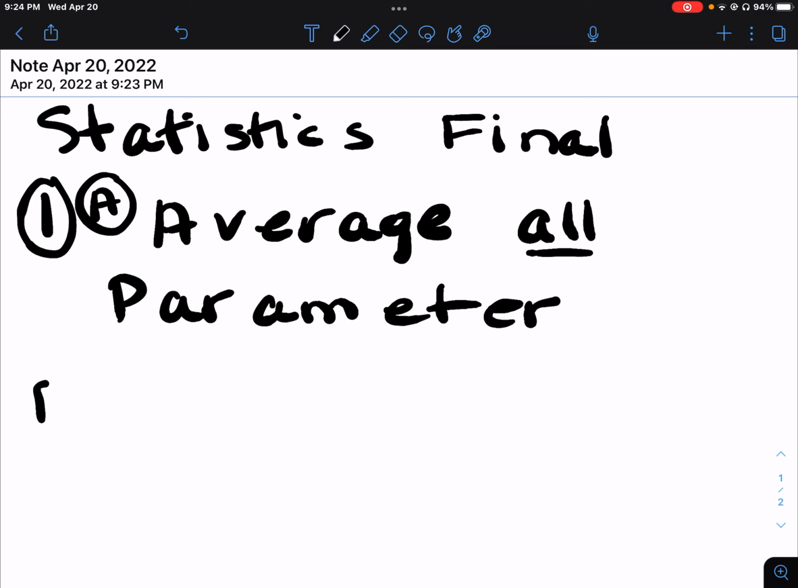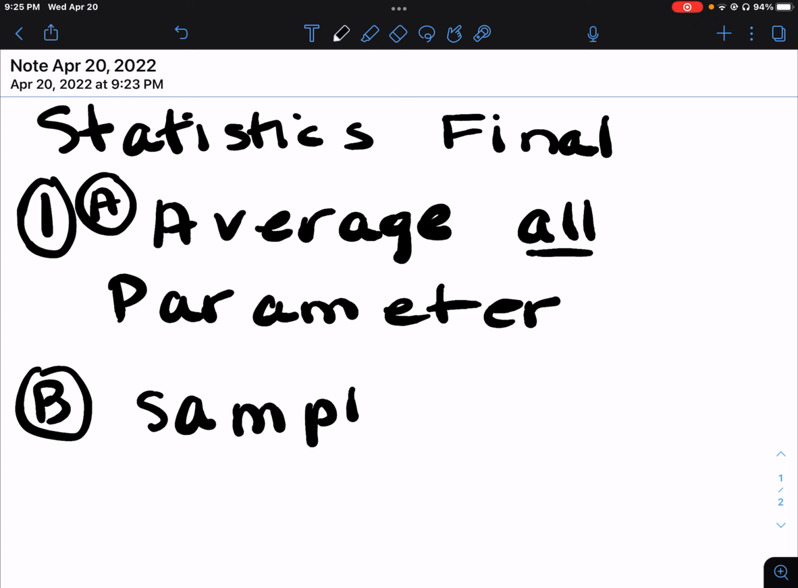Okay, B says a sample of students. Since it says sample, that means it is a statistic. Okay, a sample means part, so that's a statistic.